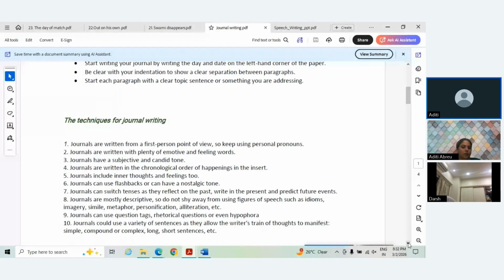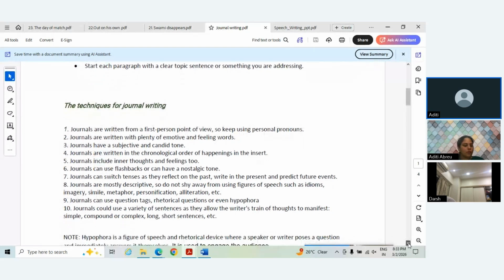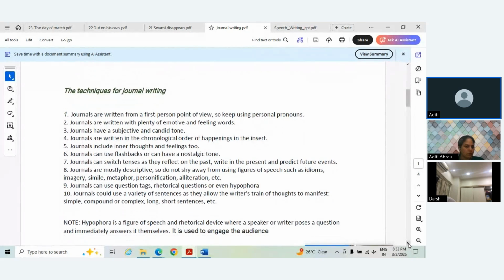Or there's something called hypophora, where you ask a question and then you give the answer as well. So, would I have scored that goal? And then you give the answer: yes, if I would have kicked it in this direction, the goal would have been mine. Something like that. So all three kinds of question forms you can use in your journal. You can use a variety of sentences like simple, compound, complex, short sentences, long sentences. Everything can be used in your journal.